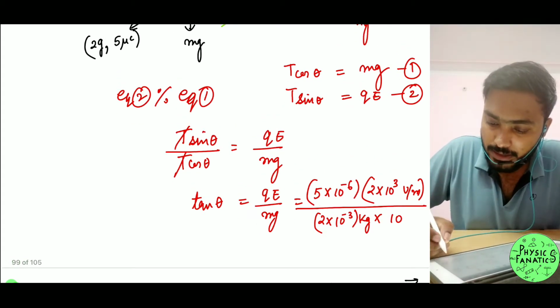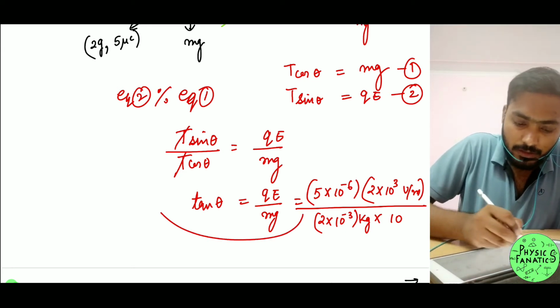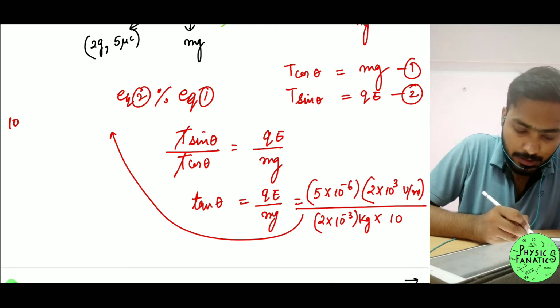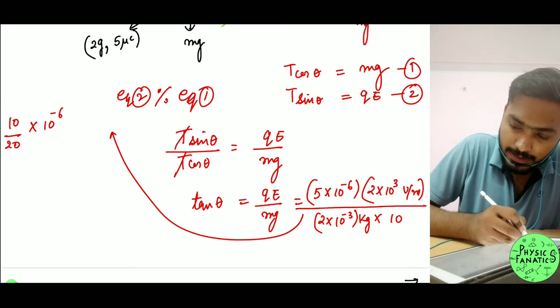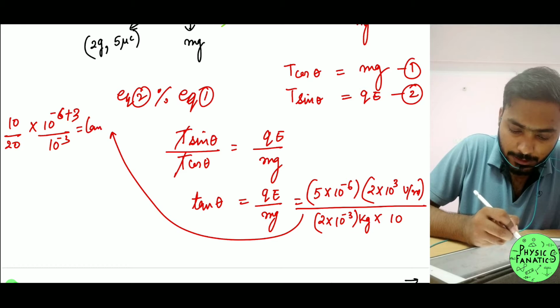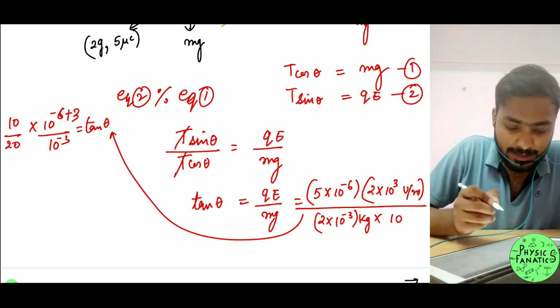So I'll just solve this. So I'm actually solving it over here. You will get 10 divided by 20 into 10 to the power minus 6 plus 3 divided by 10 to the power minus 3, right? Is that a yes or no? And that is equals to tan of theta. I hope you guys can understand that, right?